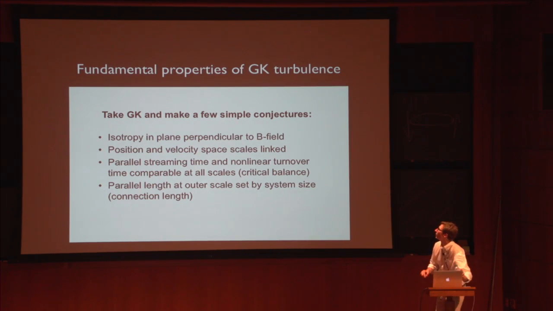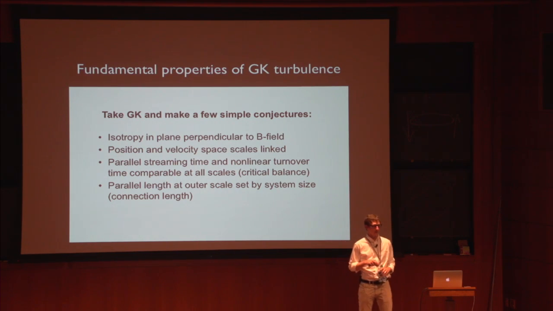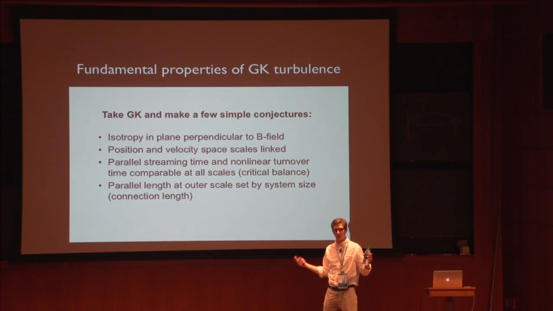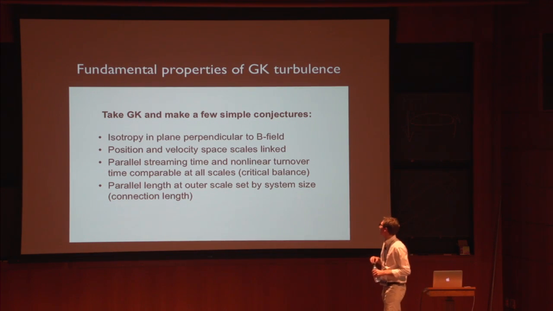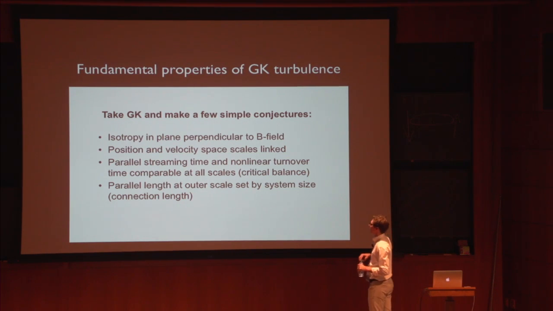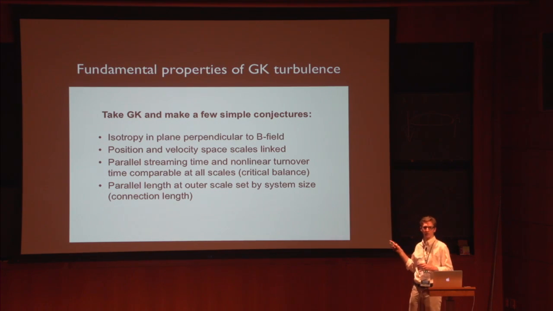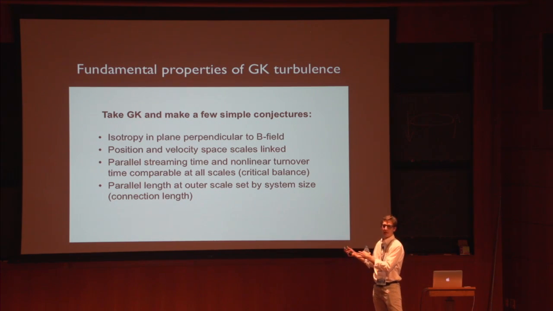And for that matter, we can look a bit at fundamental properties of this turbulence, which again will be present not only in fusion plasmas, but in certain astrophysical systems. So what I'm going to do is take our gyrokinetics, make a few simple conjectures, and then tell you something about the turbulence. This is going to be similar to Kolmogorov-like arguments, except now we're going to be looking at kinetic turbulence.